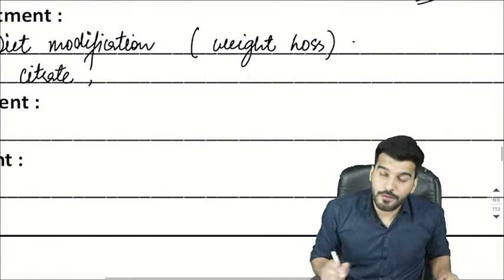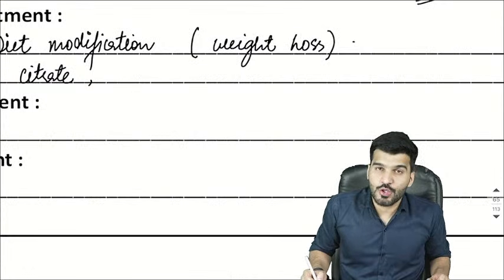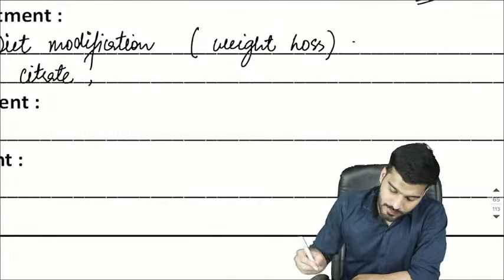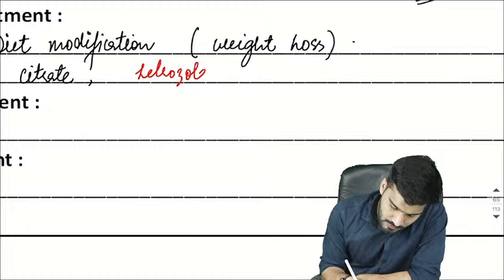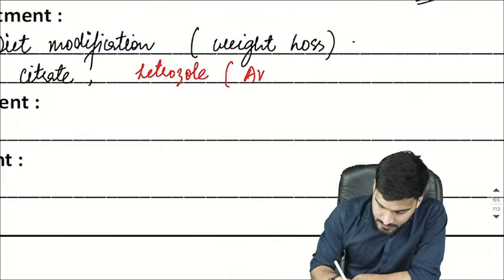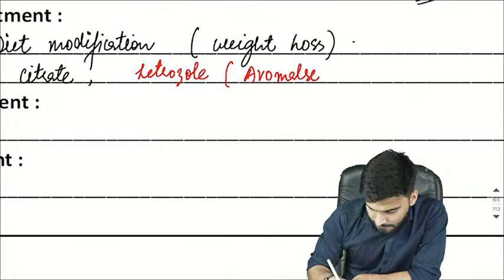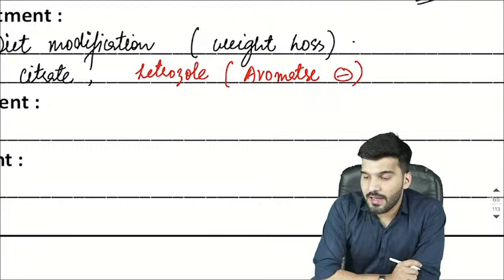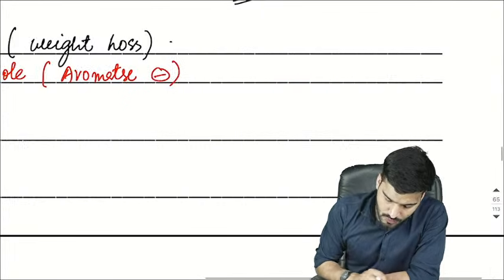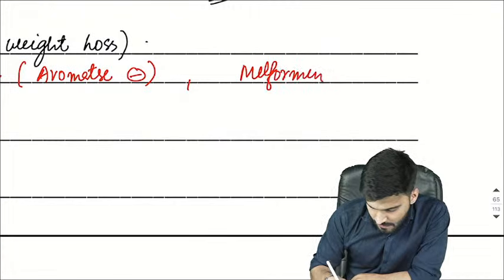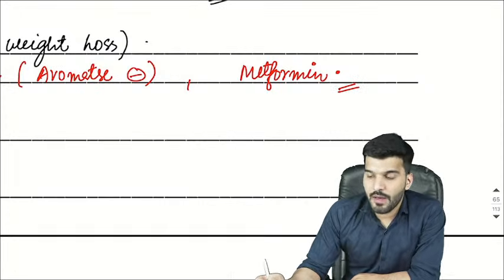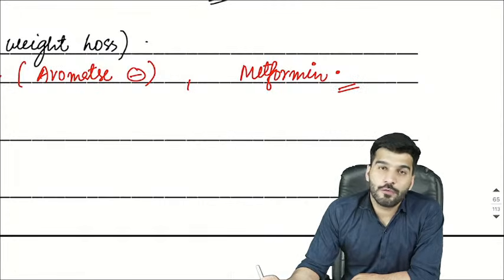We can start with the first line drugs for the anovulation, and the drug of choice for anovulation in PCOS is going to be letrozole, which is an aromatase inhibitor. And as there is an insulin resistance, we can also go with metformin.